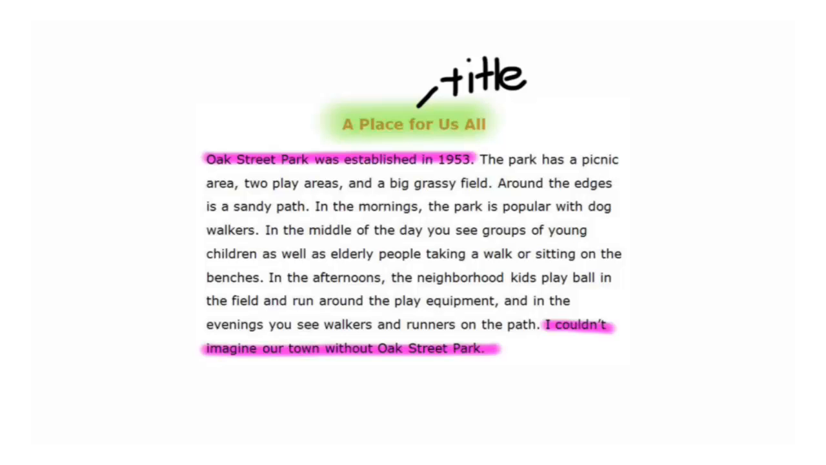But what? So let's keep going. Let's look for words that are repeated. Park, park, and park. Yes, the main idea definitely has something to do with the park. But what exactly? Let's look at each of the sentences and think about what the author means. The first sentence says that the park was established in 1953. I bet it means it was built in 1953, so the park is old.